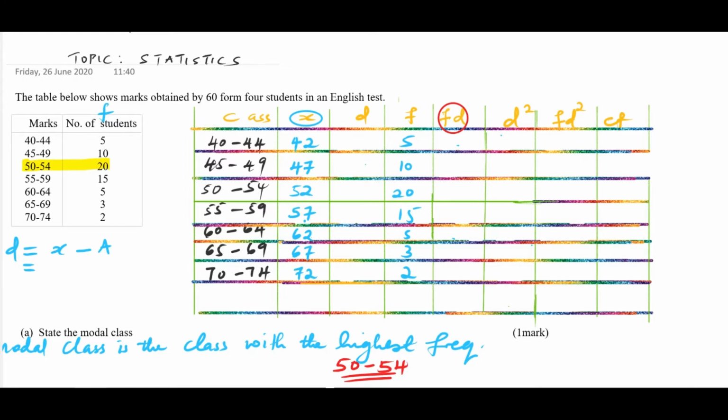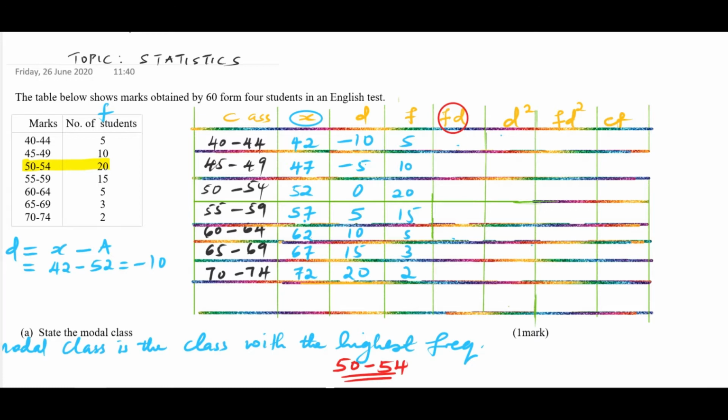That one is obtained by getting x. For example, the first one is 42. Our assumed mean is 52. So you get negative 10. So this is negative 10. Do the same to the others. This one will give negative 5. This is 0. This is 5. This is 10. Then this is 15. And this is 20.